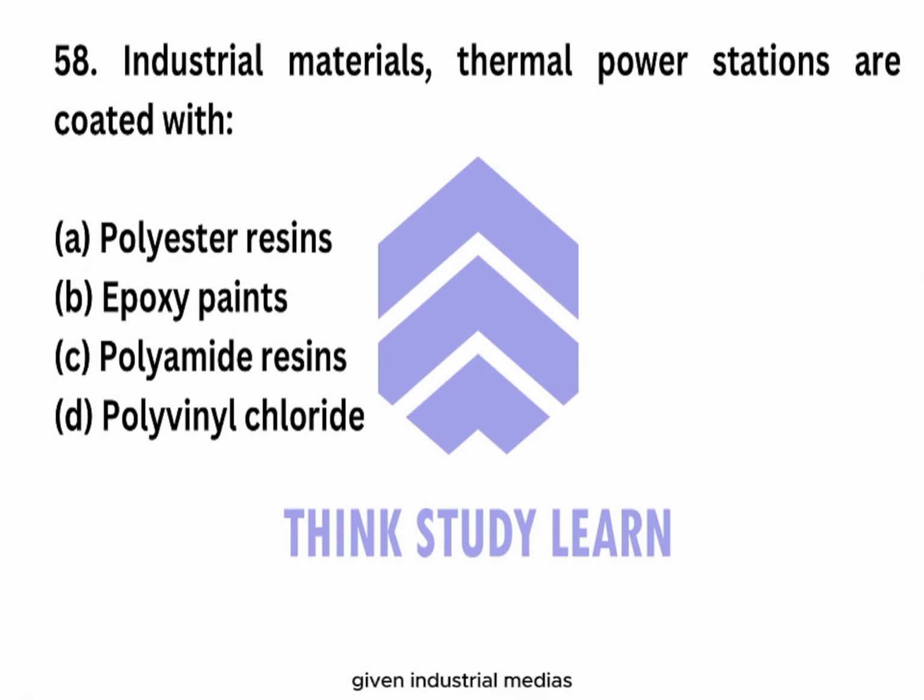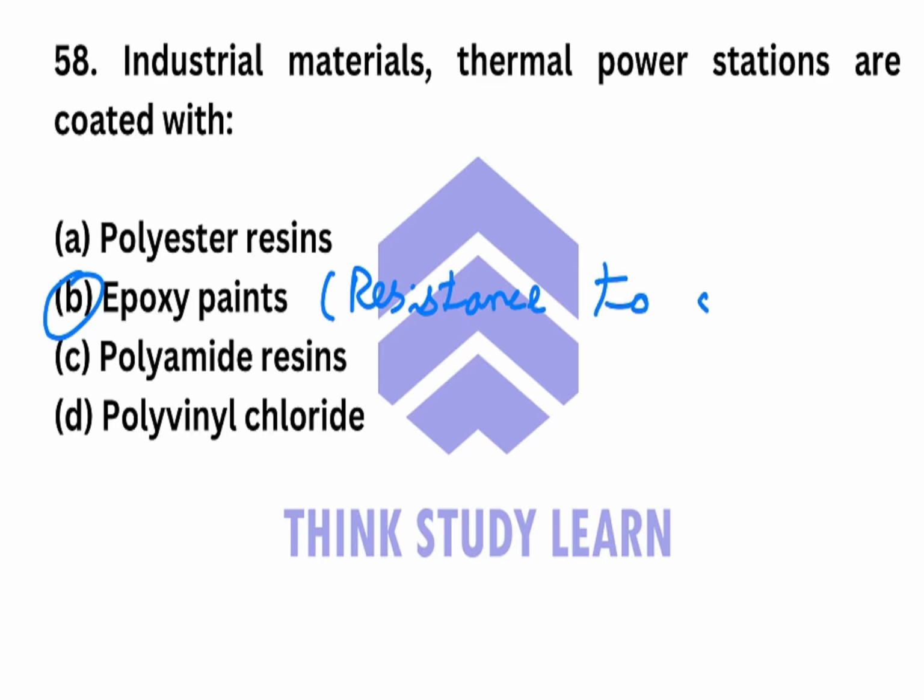In our next question, we are given industrial materials, thermal power stations are coated with what? For this purpose, we use epoxy paints because they provide resistance to corrosion, chemicals, and high temperature.